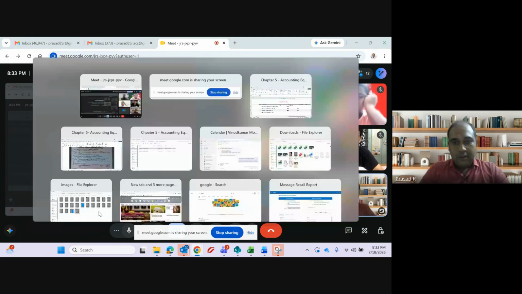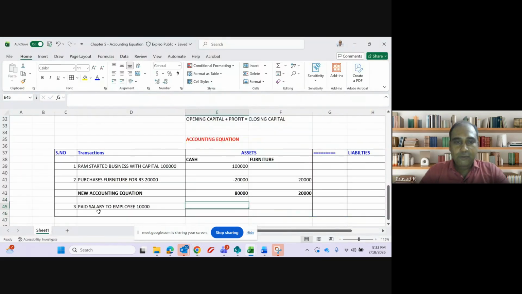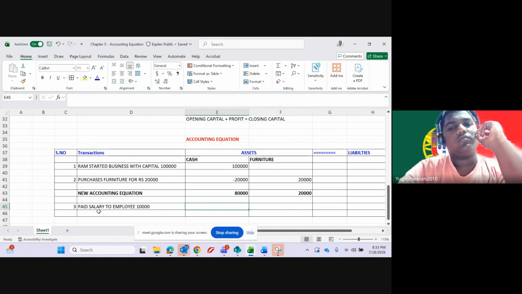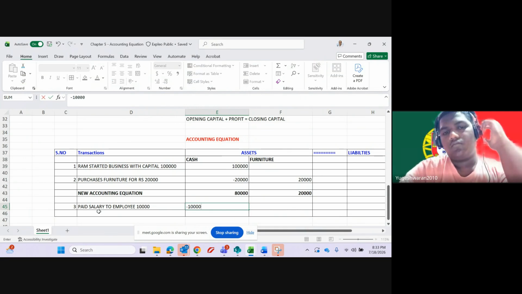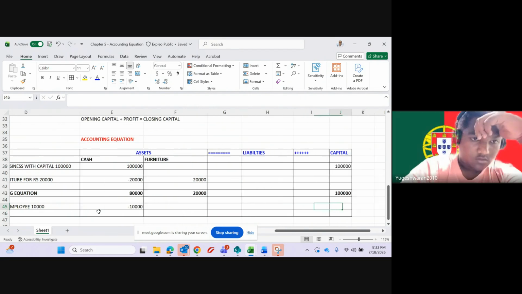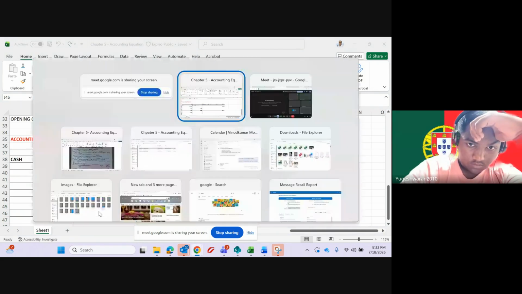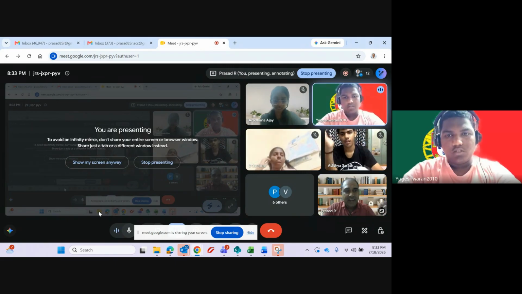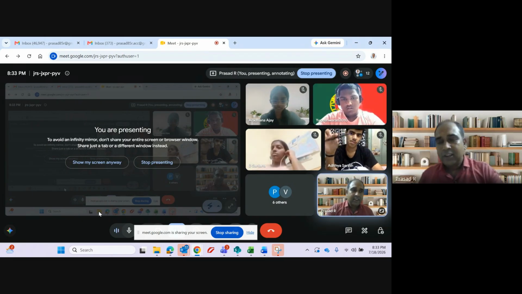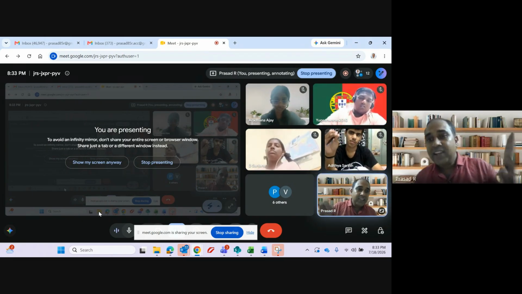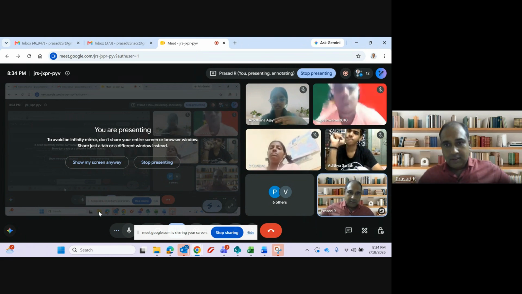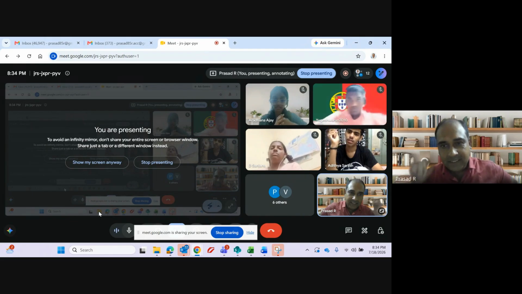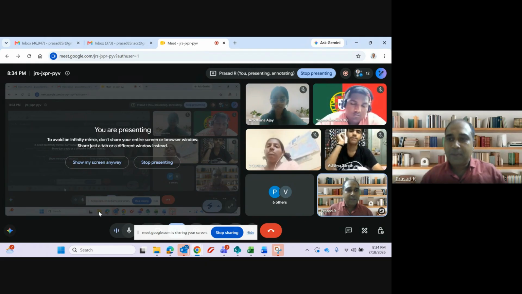Now, first, let us come to this category. When I pay 10,000 to my employee, what will happen to my cash? It will reduce. Cash will reduce by 10,000 rupees. And I don't have a category called income and expenses. When I pay salary, you have to think whether my profit will increase or decrease. Profit will decrease. Salary is an expense, right? Because of expense, the profit will decrease.